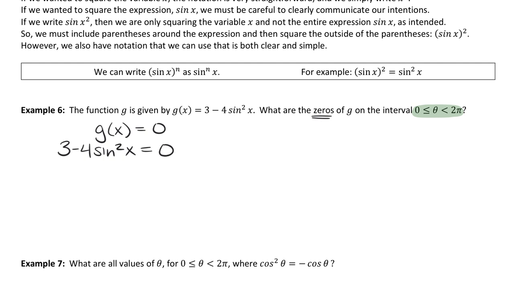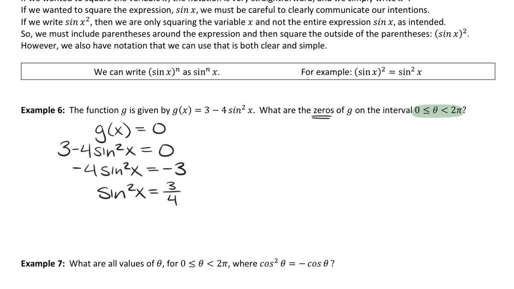We solve like normal, pretending it's a cute little quadratic. We want to isolate the term that's squared. We want to isolate the sine term. So I would subtract 3 from both sides. Negative 4 sine squared of x equal to negative 3. And what would I do next? Divide by negative 4. The negatives cancel out. I just get 3 over 4.